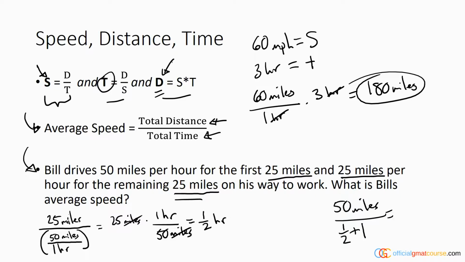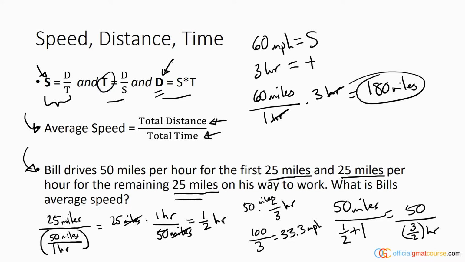So we end up with 1.5 hours on the bottom, which is the same as 3 over 2 hours, and 50 miles on top. Now, instead of dividing by a fraction, we can multiply by the reciprocal. So we have 50 times 2/3. Our unit on the bottom is hours, and our unit on top is miles, because we're getting miles per hour. 50 times 2 is 100, divided by 3 gives me 33.3 miles per hour as our average speed.